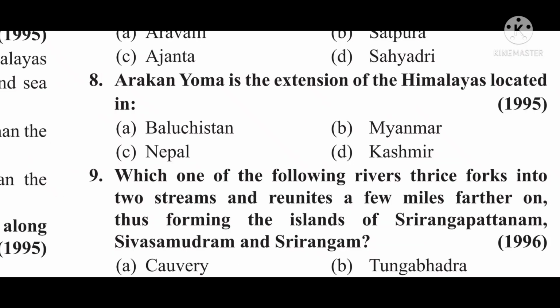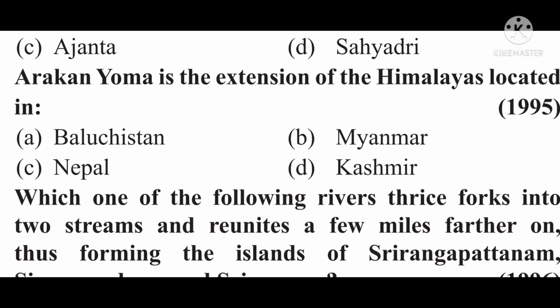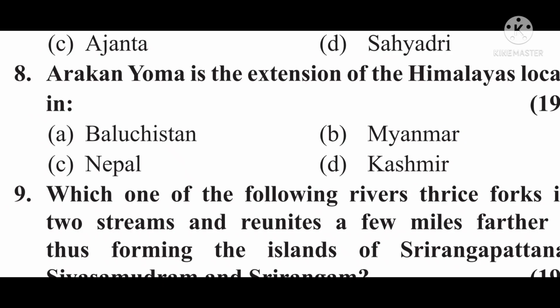Next question. Arakan Yoma is an extension of the Himalayas located in. Arakan Yoma is also called the Rakhine Mountain. The Rakhine Mountain is located in the western part of Myanmar, from Rakhine state to central Myanmar. The Irrawaddy river flows through the mountain. So the answer will be option number B, Myanmar.